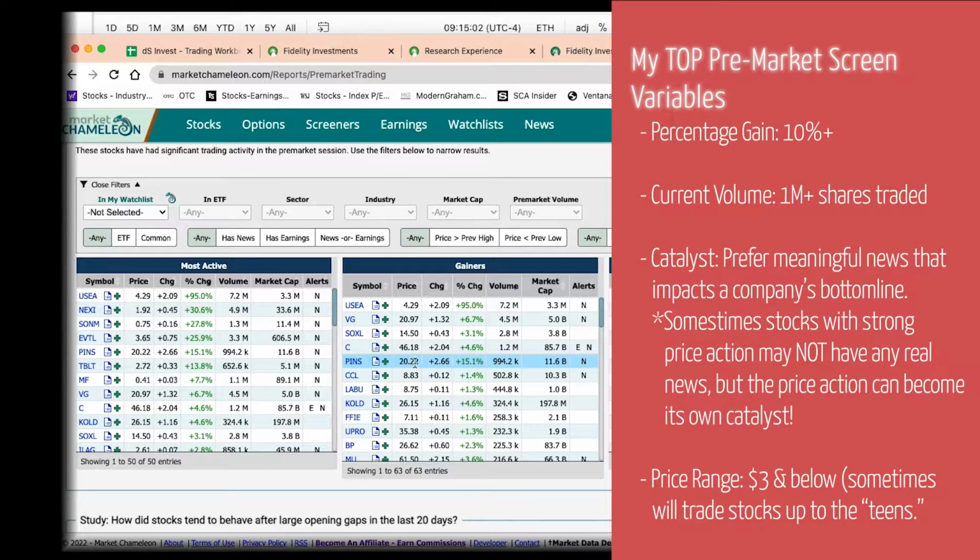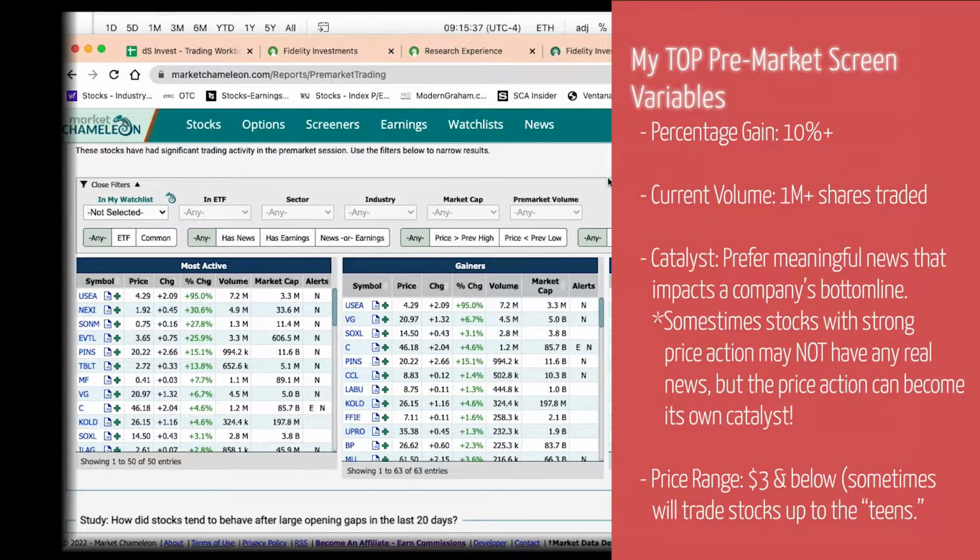But also in terms of price range, it's out of my price range. I generally like to trade stocks from $3 and below. I will trade stocks from $3.01 and above, but not much higher than the teens. I don't get into the 20s just because I don't have that kind of capital. And I'm looking to make meaningful impact in my P&L. So I need to be focused on stocks that allow me to maximize share size within a reasonable price range. So that's why I primarily stick between price range of $3 and below.